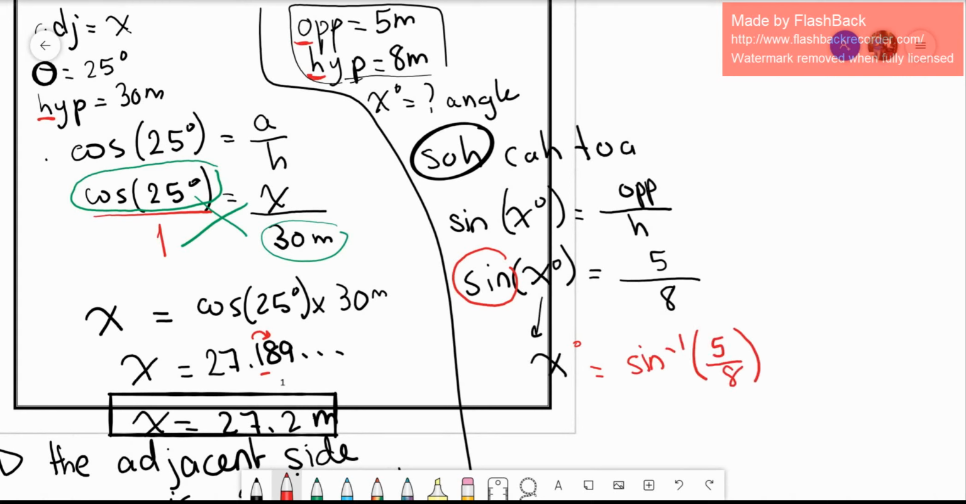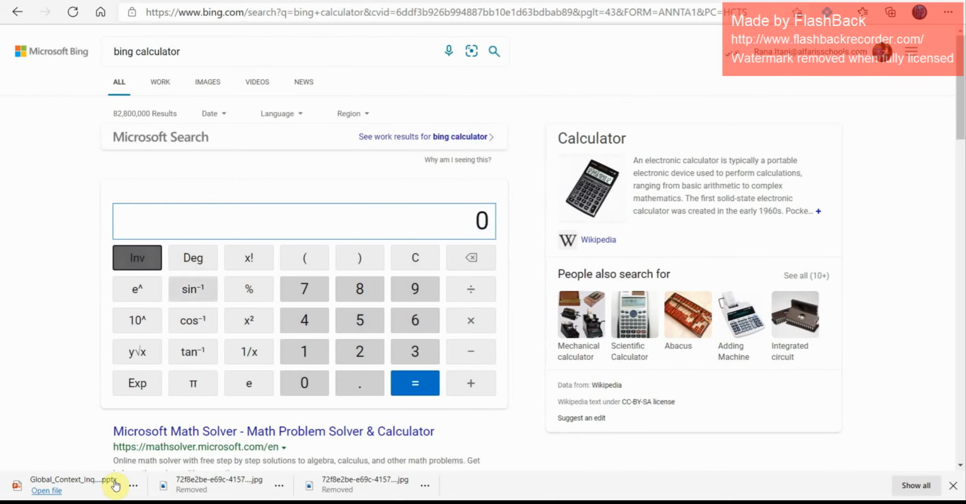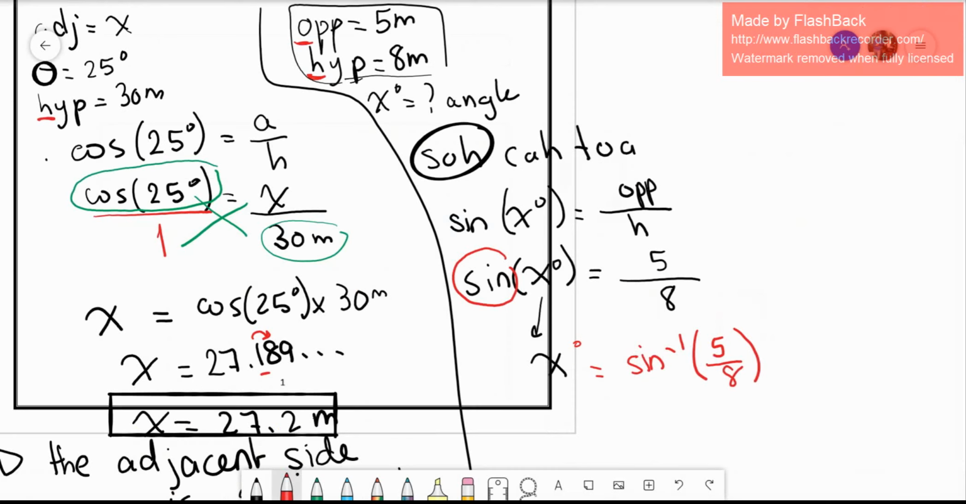Now, let us do it on the calculator. You make sure you're on the degree mode. Inverse sine or shift sine 5 divided by 8. You will get 38.682 for the angle.